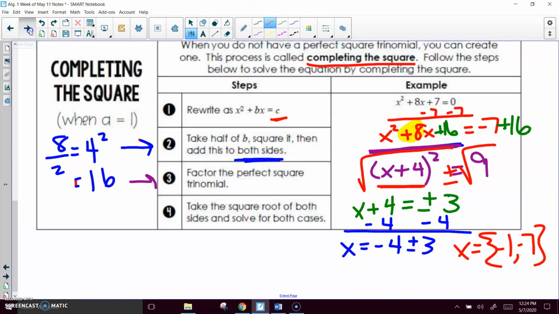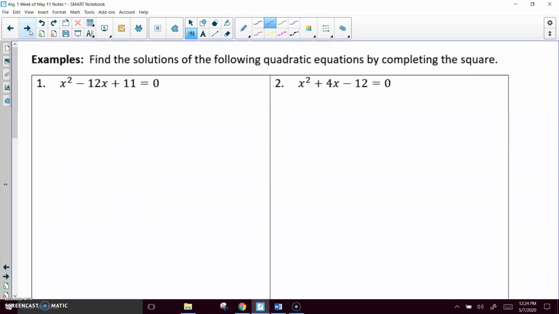Let's look at the next page. We've got 4 examples to take a look at here. The directions say find the solutions of the following quadratic equations by completing the square. So we're going to follow that 4-step process because as I look at the left here, x squared minus 12x plus 11, that's not a perfect square. There's nothing I can do here to multiply to get the 11. So what we do is bring over the 11 to the other side.